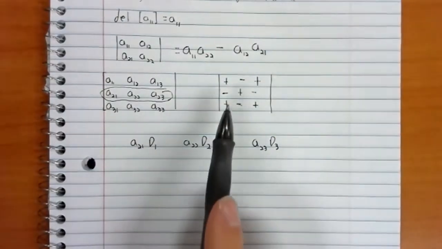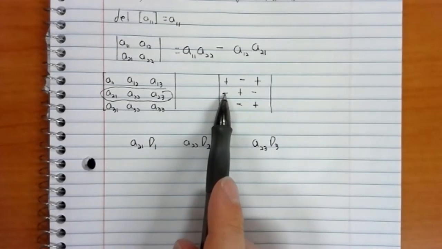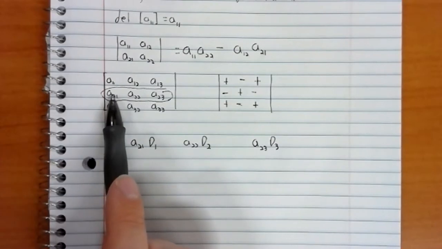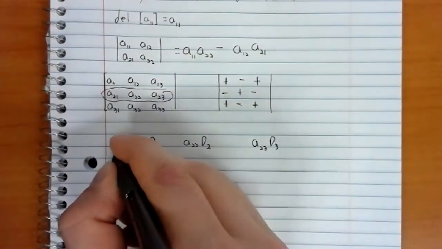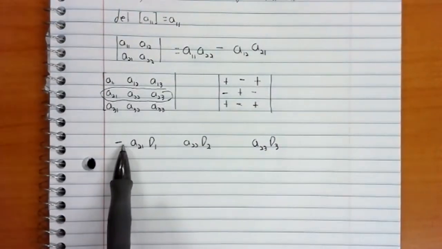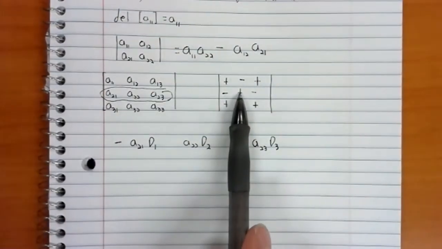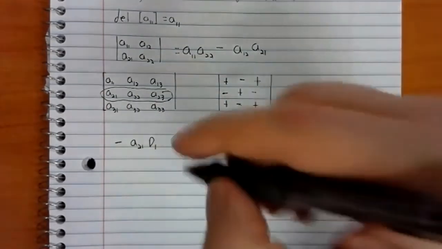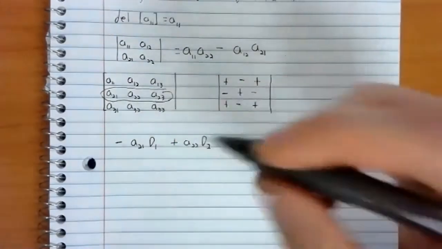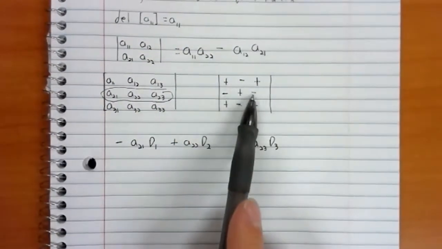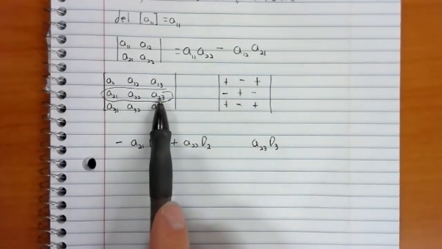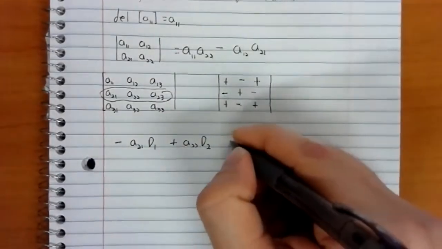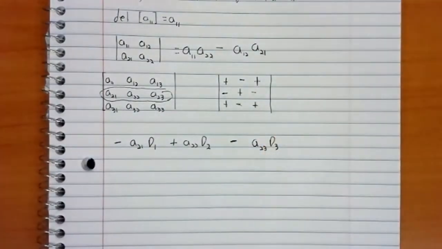And we'll consult our sign chart. We have a negative sign corresponding to this. So we put a negative sign here. We have a positive sign corresponding to this. So we put addition here. A negative sign corresponding to this. So we put subtraction there.